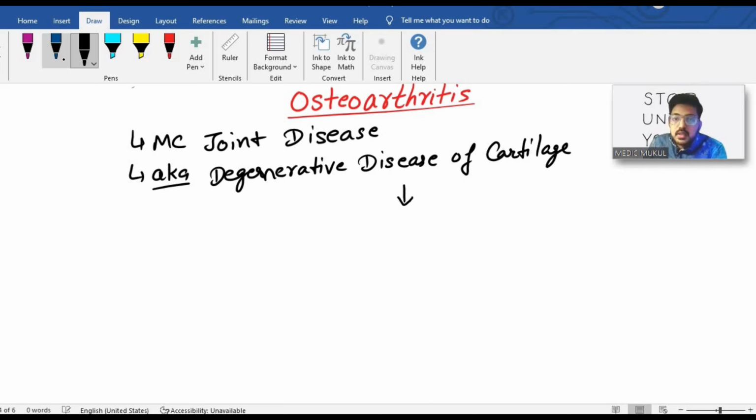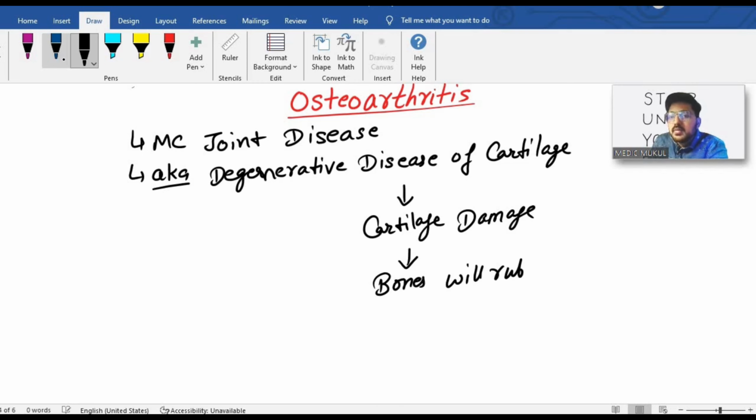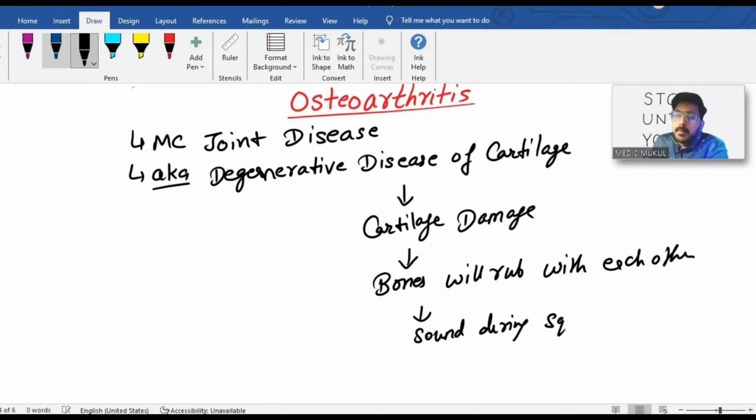Now what happens when the cartilage is degenerated or damaged? The cartilage is present between the bones and prevents friction, or rubbing of the bones with each other. So when the cartilage is damaged, the bones will rub against each other, and this rubbing will produce a sound, like a crackling sound, and the patients will have severe pain. All these things we will be able to see.